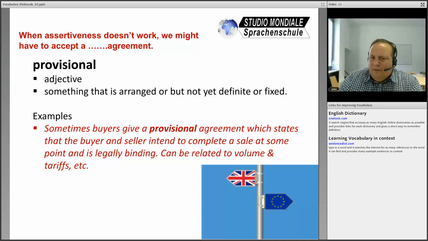sometimes buyers give a provisional agreement which states that the buyer and seller intend to complete a sale at some point, and it's considered legally binding. It can be related to volume or tariff, for example.